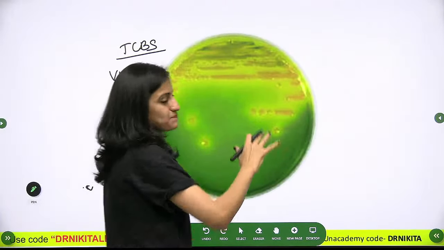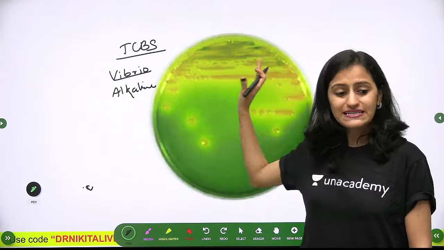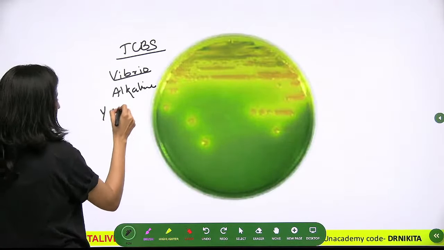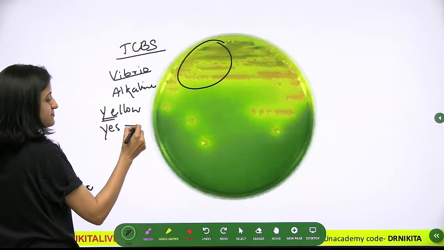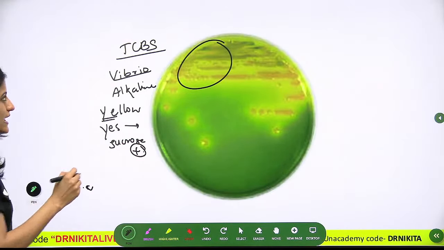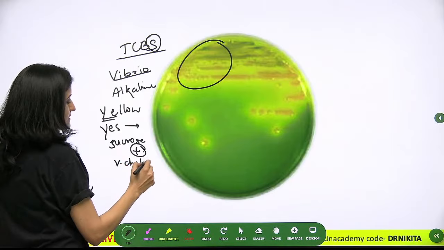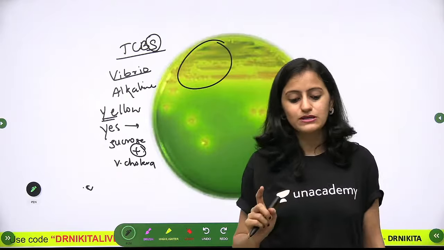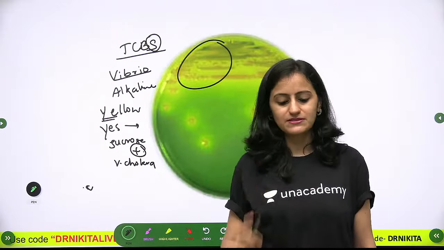Now, is this Vibrio cholerae or Vibrio parahaemolyticus? When you get yellow colored colonies, right? So remember on TCBS, when you get yellow colored colonies like this, the yellow color tells you that the sucrose is being fermented. This is a sucrose fermenter organism. TCBS S is sucrose, and that is Vibrio cholerae. So this is not parahaemolyticus. This is Vibrio cholerae. Yellow colored, sucrose fermenter. Remember, this is Vibrio cholerae.